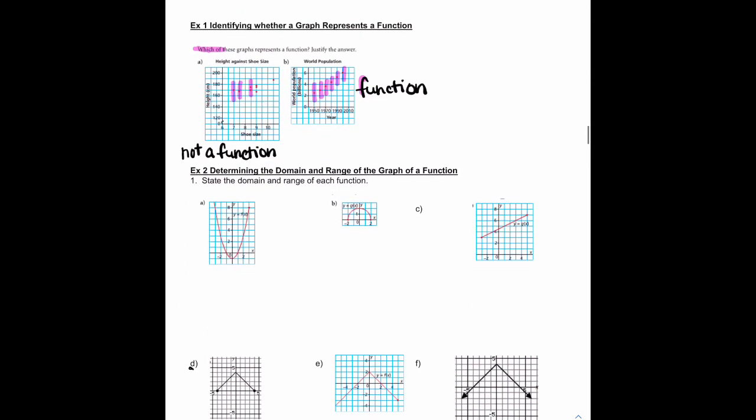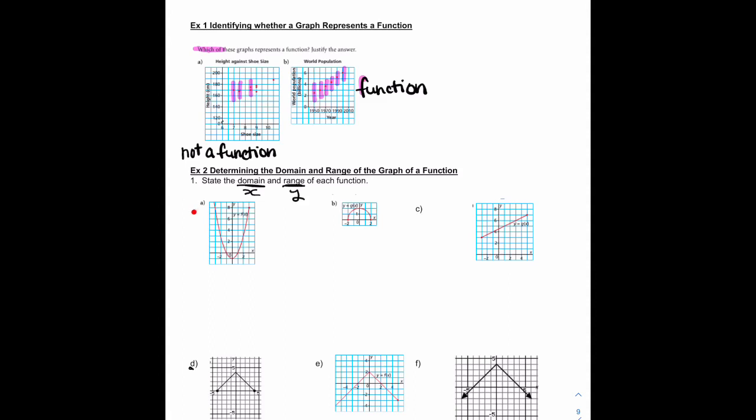Determining the domain and range of the graph of a function. So now we're going to actually look at graphs and stating domain and range. Remember, domain always has to do with our x-axis, and the range always has to do with the y-axis.